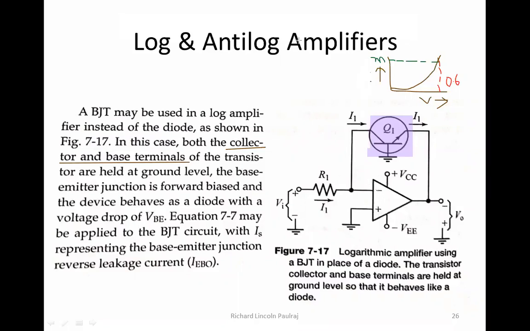So you can understand that even here it is at ground potential. This is nothing but your virtual ground concept. So I have two terminals here kept at ground level: this is going to be my ground and this is going to be virtual ground. The base emitter junction is forward biased, so between the base and the emitter, the device behaves as a diode. So this is a specialty here.